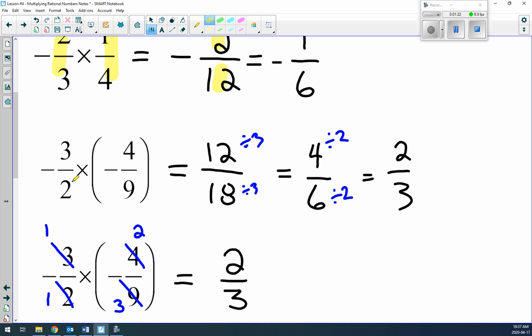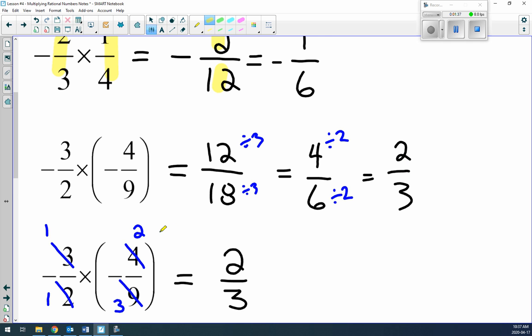Okay, we have here a negative times a negative, so our end result is going to be positive. Multiply straight across. 3 times 4 is 12, 2 times 9 is 18. You can reduce this, you can divide by 3, end up with 4 over 6. Oh, you can reduce it one more time, divide by 2, end up with 2/3.